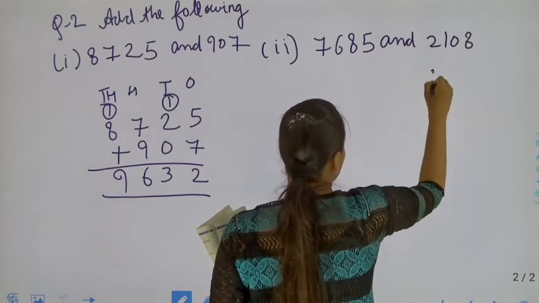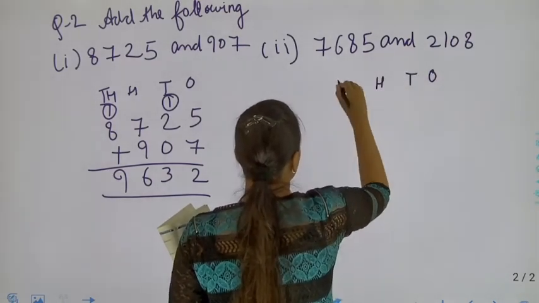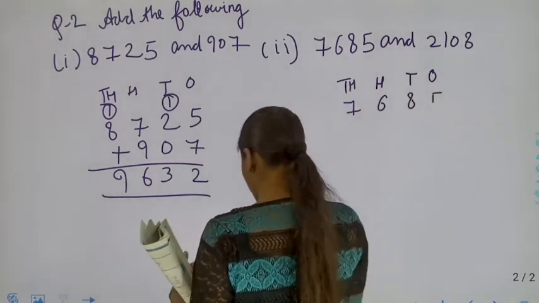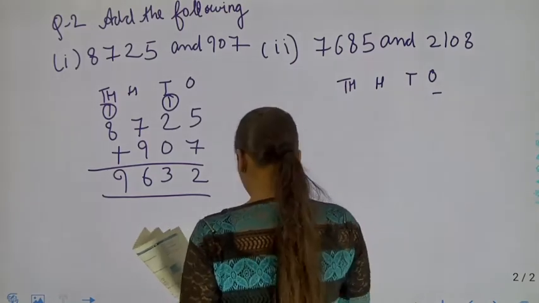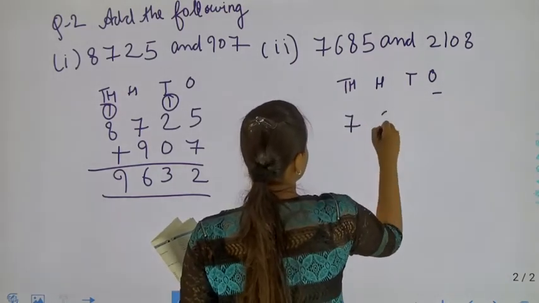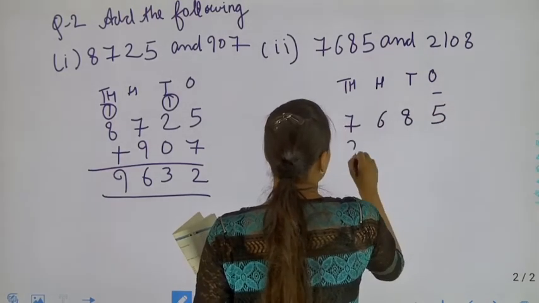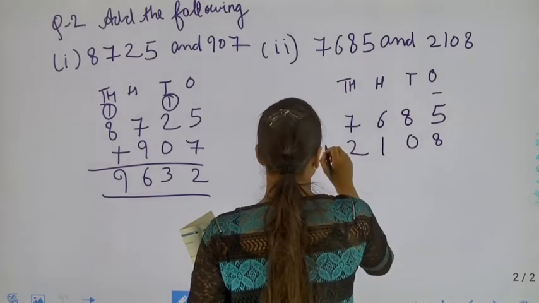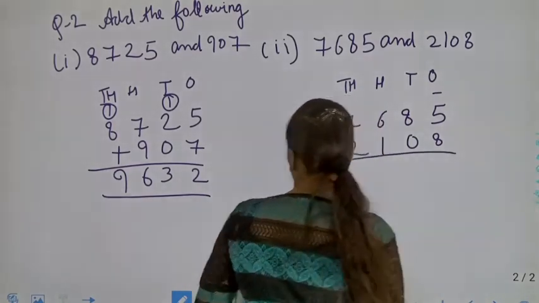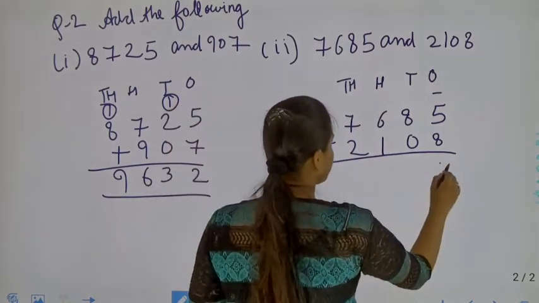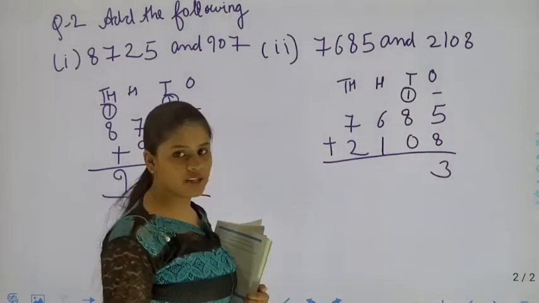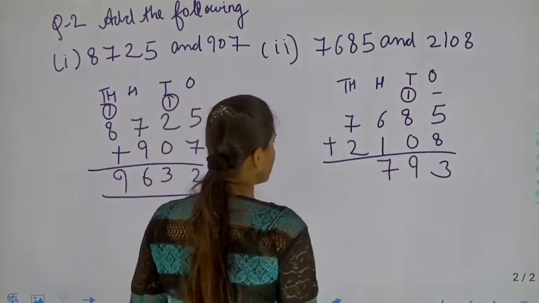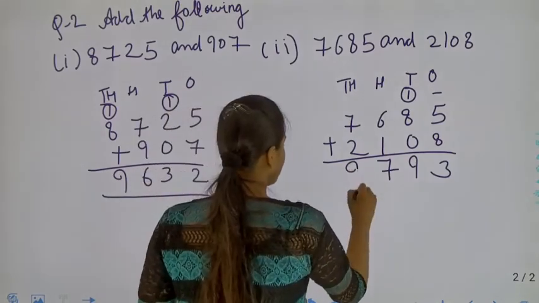Again we have to write in the place value, ones, tens, hundred, thousand, that is 7,685, 2,108. 8 plus 5, it will be 13. 1 carry over here. 8 plus 1, 9. And 6 plus 1, 7. And 7 plus 2, it will be 9.